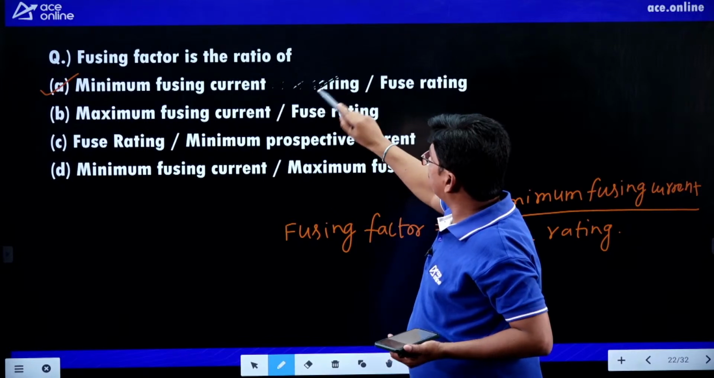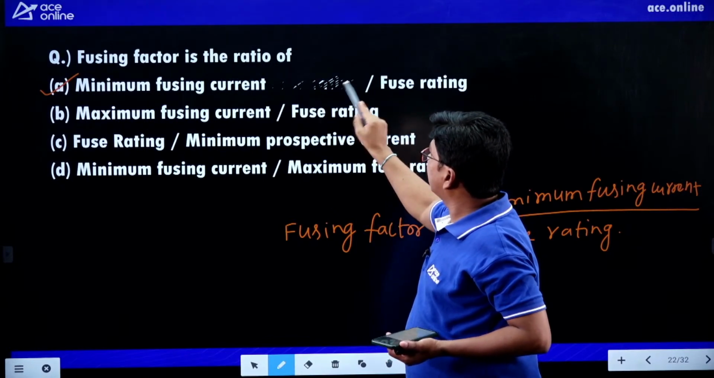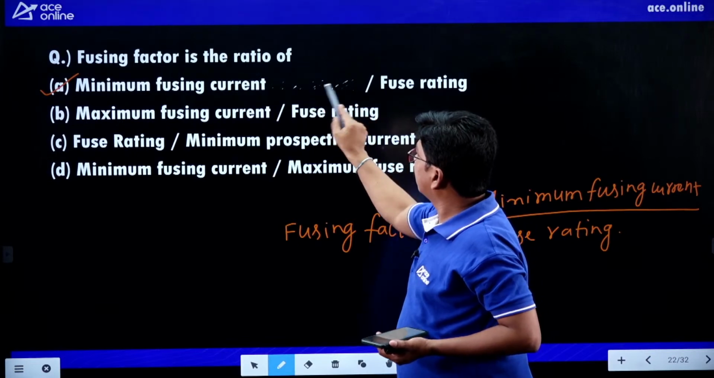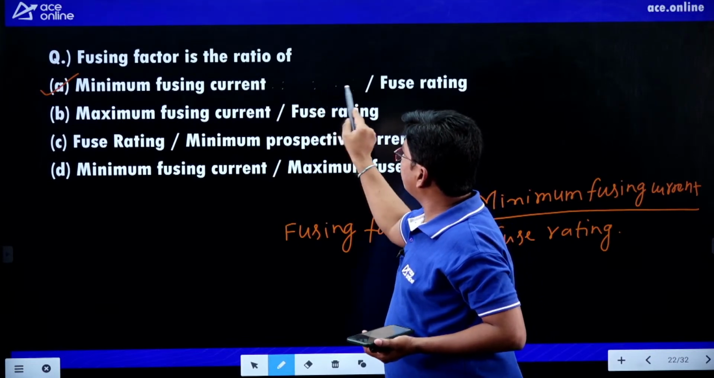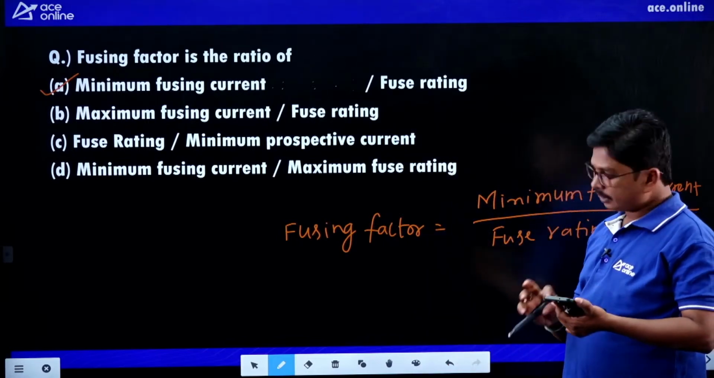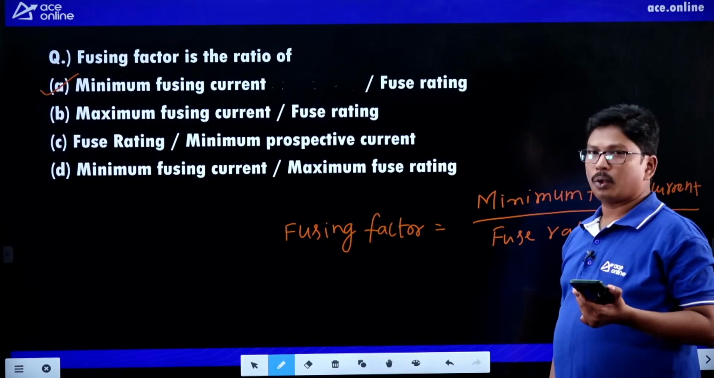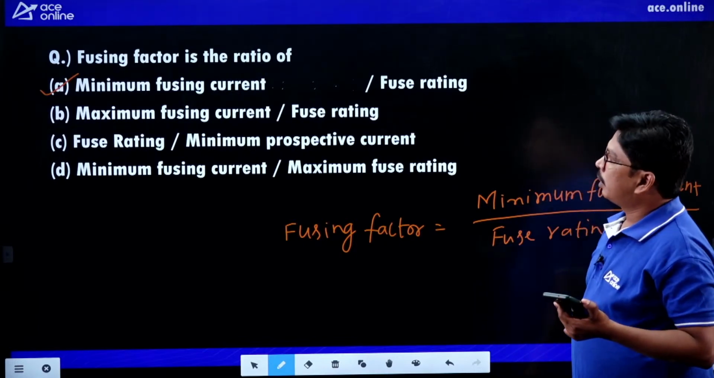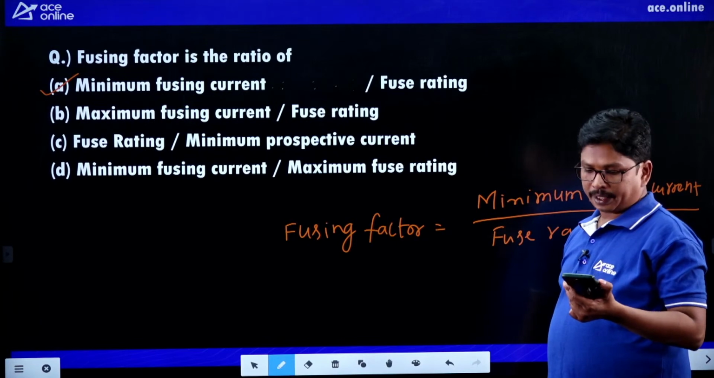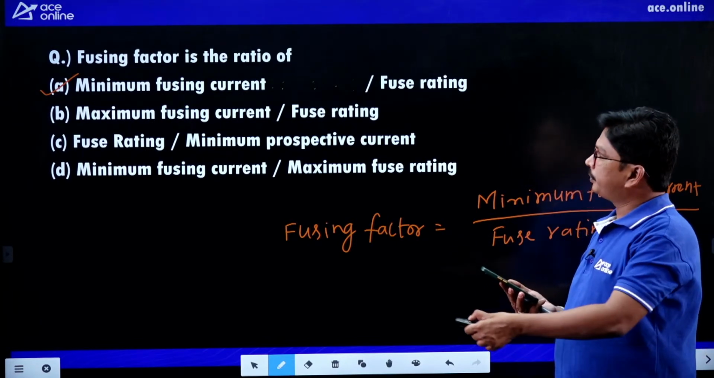Minimum fusing current divided by fuse rating. That was an extra typing mistake. Minimum fusing current divided by fuse rating, right? It is not minimum fusing current divided by maximum fuse rating. No, right? It is minimum fusing current divided by fuse rating. Right.